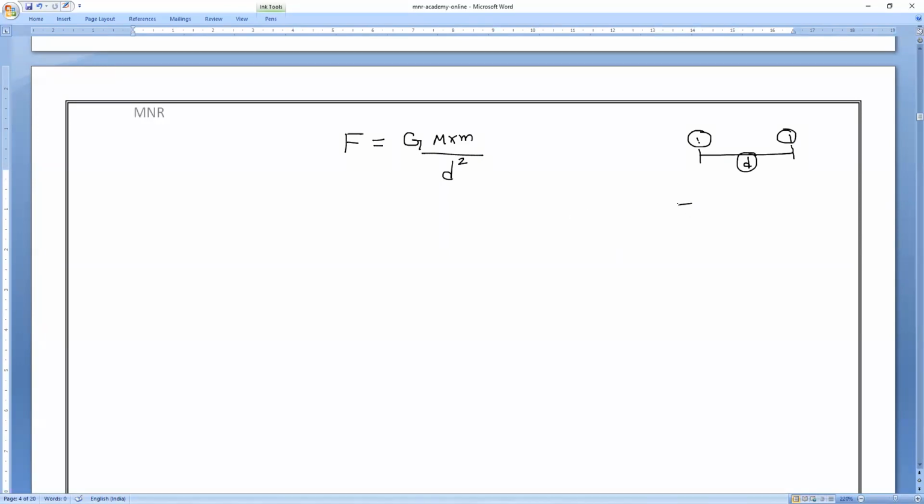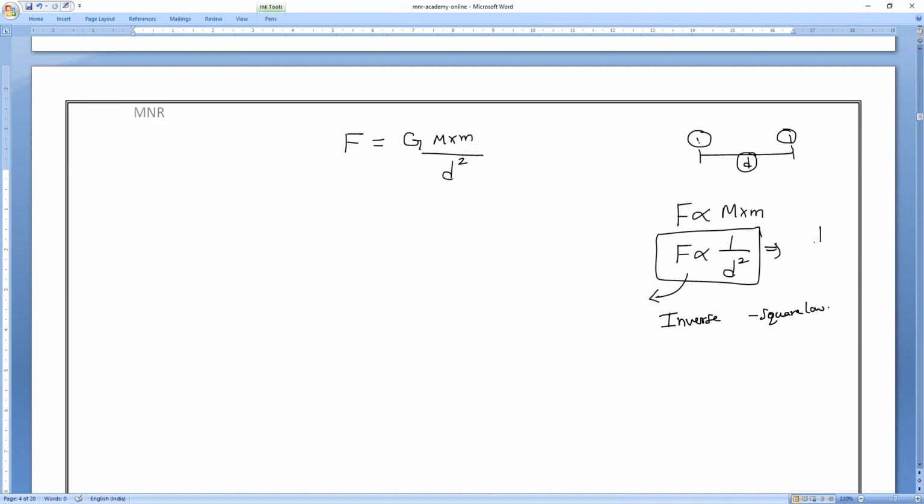So we have studied that force is directly proportional to the product of their masses, and force is inversely proportional to the square of the distance between the two bodies from their centers. What do we call this? We call it the inverse square law. Understood, all of you? So either you can take it as d square or r square, your choice, either d or r. That is what we call the inverse square law.